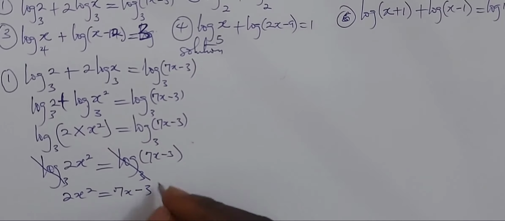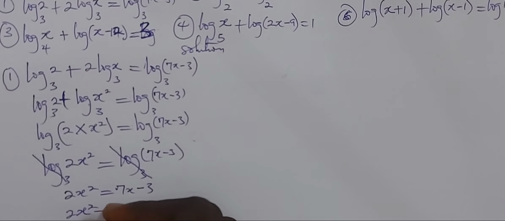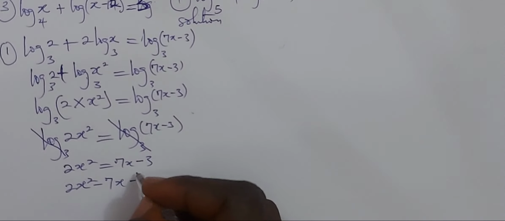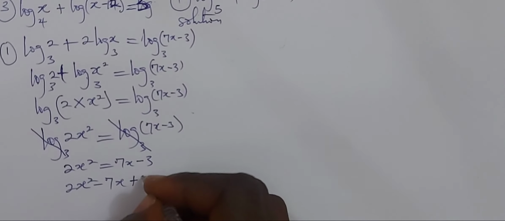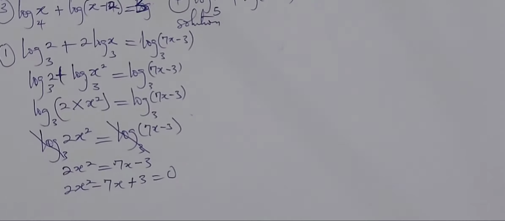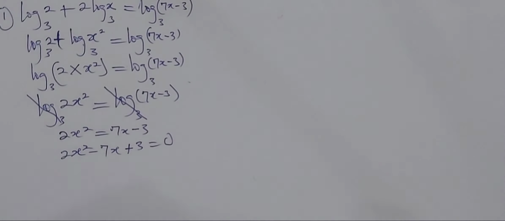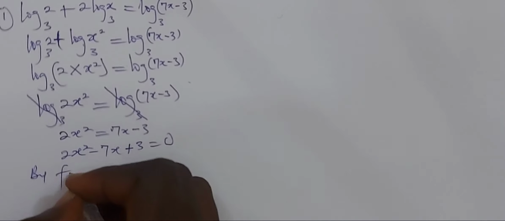So you collect like terms, or you make it quadratic: 2x squared minus 7x minus, if minus is crossing the equality sign it changes to positive, 3 equals 0. You solve it by factorization method, quadratic. That's why it is called logarithmic quadratic equation. We are now in quadratic, so we factorize.